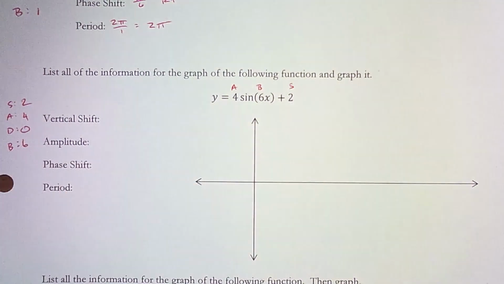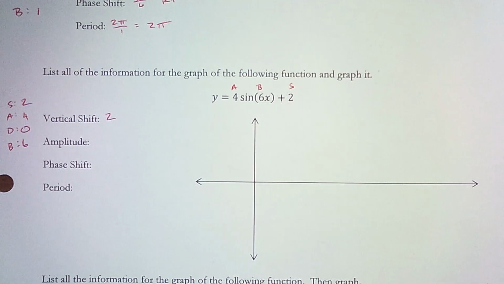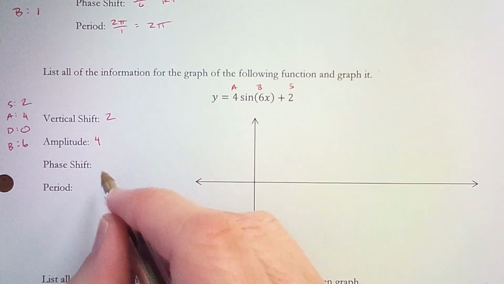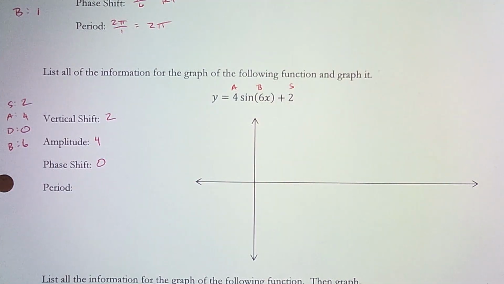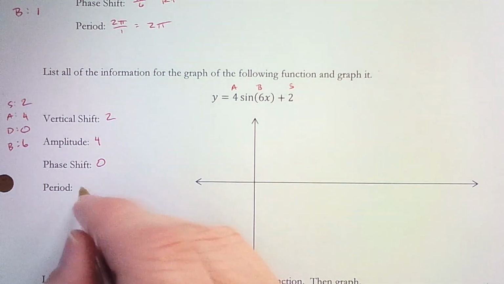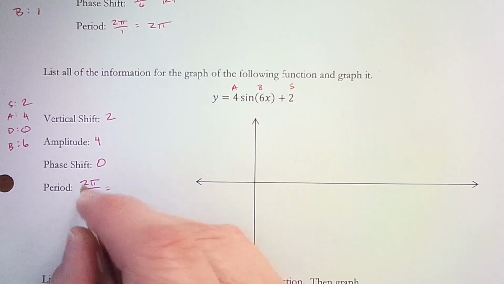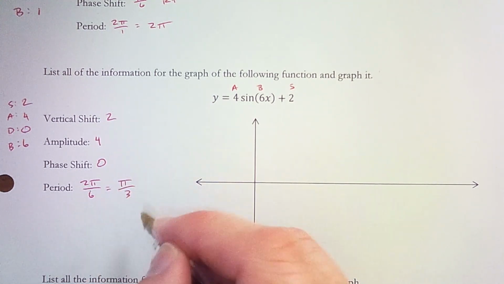B is 6. So the sinusoidal axis, that's the vertical shift. It's 2. A is the amplitude. It's 4. Phase shift is the displacement. It's displaced 0, so left and right, it's not shifted at all. And then the period is 2 pi over B, which is 6. And 2 over 6 simplifies to 1/3, so that's pi over 3.